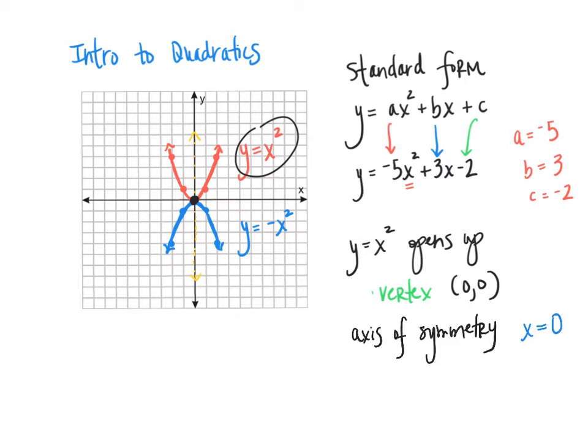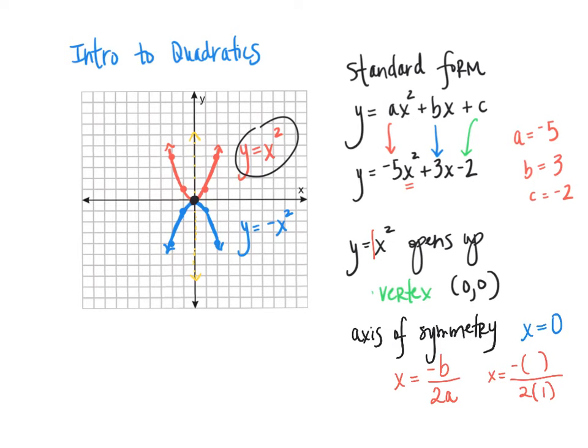Now, we do have a formula for the axis of symmetry. It's x equals negative b over 2a. Well, remember we talked about what is a, b, and c. So in this parent function, the a is 1. So we've got x equals negative b over 2 times 1.